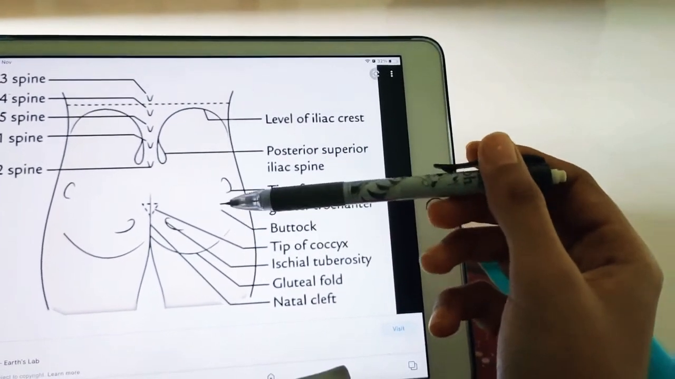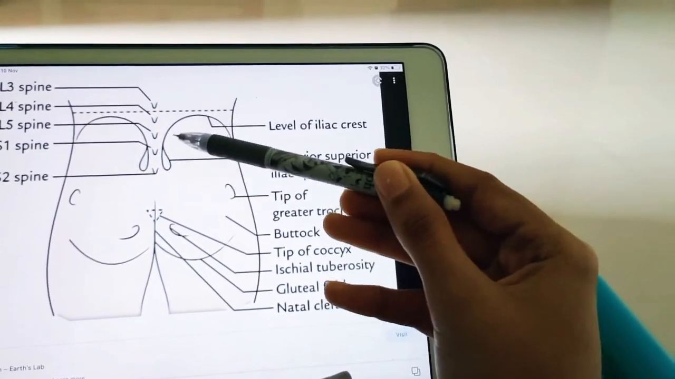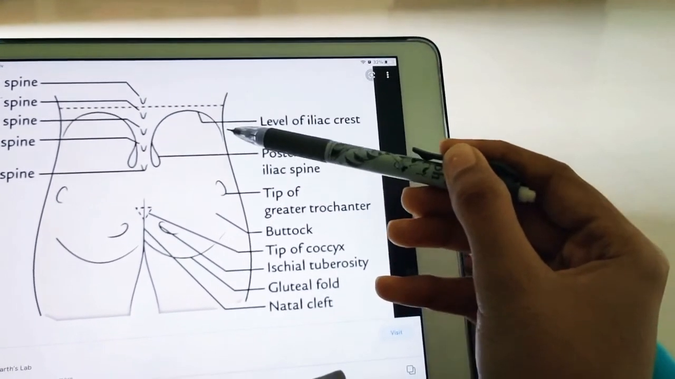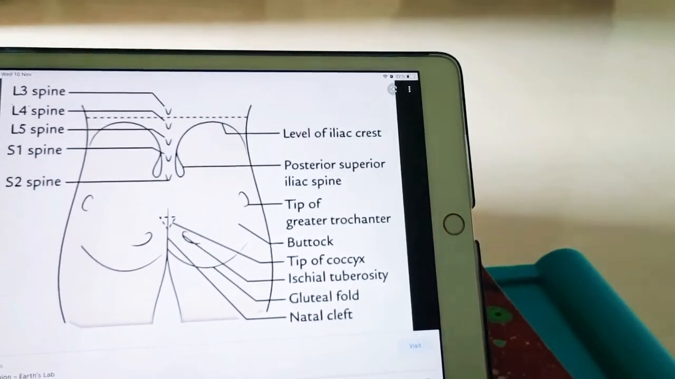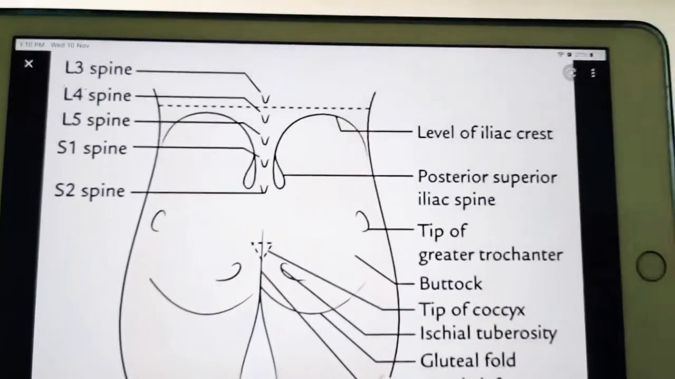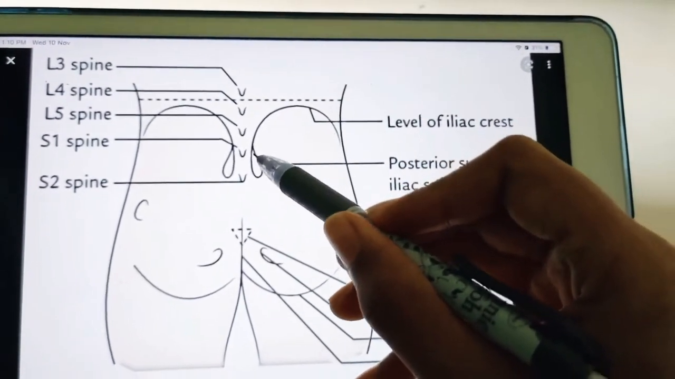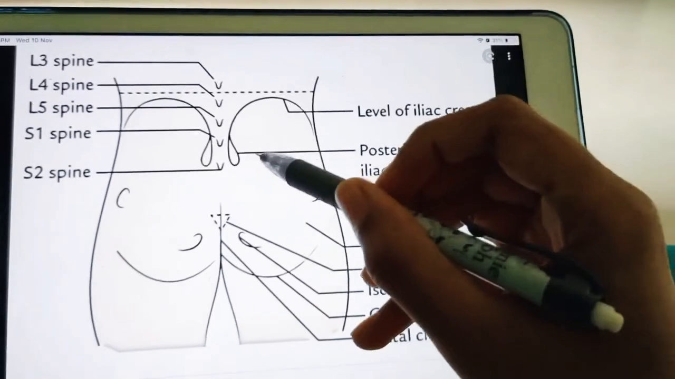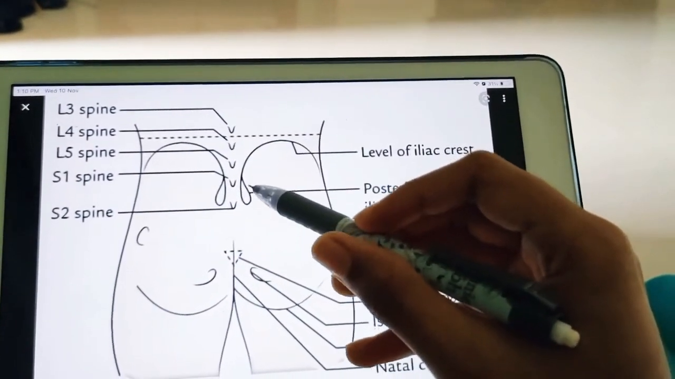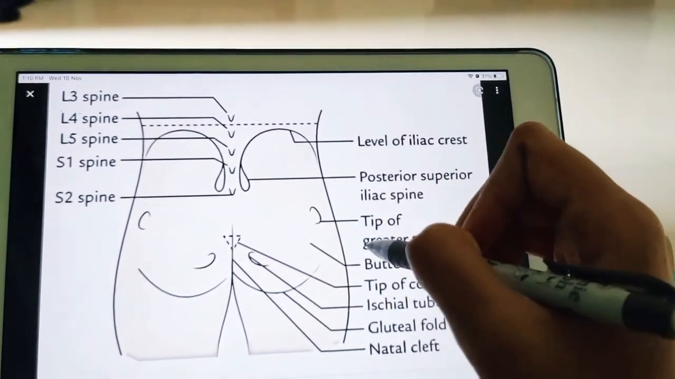Next, coming to the anterior end of the iliac crest. This side is the anterior end. The anterior end of the iliac crest is known as the anterior superior iliac spine, right? From the anterior superior iliac spine we start drawing a line in front of the greater trochanter. So where is the front of the greater trochanter? Here. So till here we will draw a line in front of the greater trochanter and also in front of the thigh.